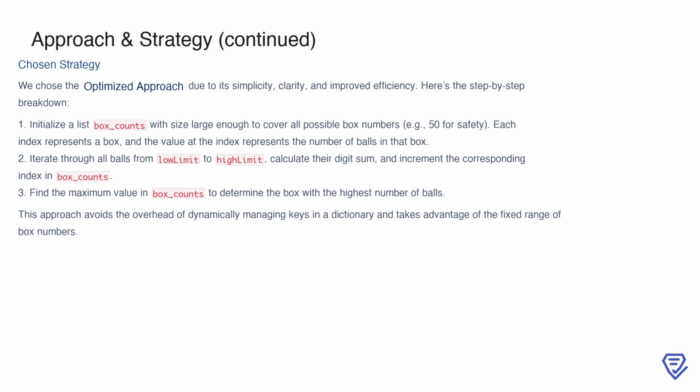Next, we iterate through all the balls, from low limit to high limit. For each ball, we calculate its digit sum, which determines the box number, and then increment the corresponding index in box_counts. Finally, we scan through the box_counts list to find the maximum value, which gives us the box with the highest number of balls. By using a fixed size list, this approach avoids the overhead of dynamically managing keys in a dictionary, which makes it not only faster but also more memory efficient.